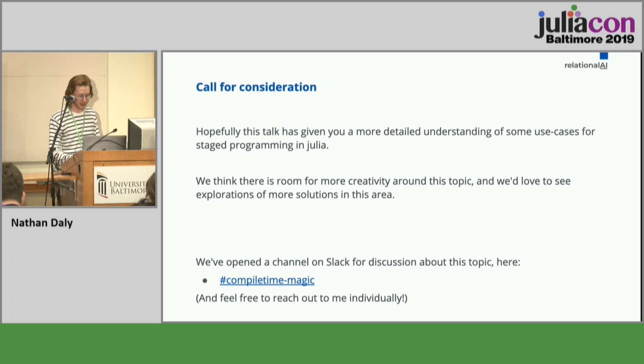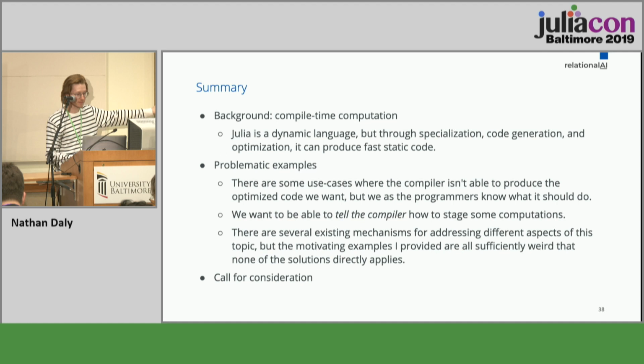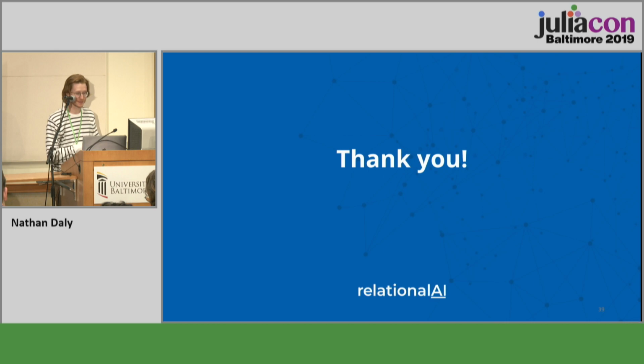As a last summary, we talked about how though Julia is a dynamic language, it can be fast through specialization and generation, but in some cases the compiler can't figure it out, and we want to be able to tell it how to stage that code. That's that. I actually left off all the specific proposals we had, maybe to fix some of these things or ideas that we had, because I didn't want to seed the room with our bad ideas or my bad ideas. But happy to talk more about those as well. So thank you.